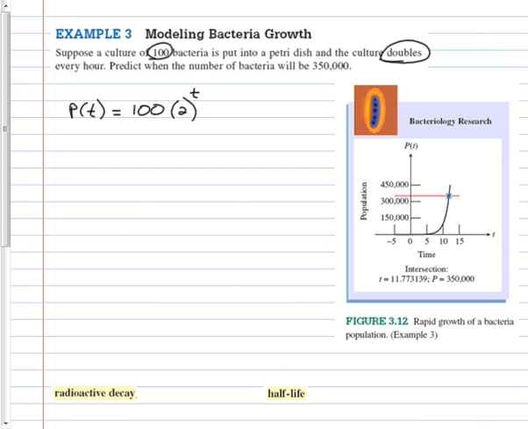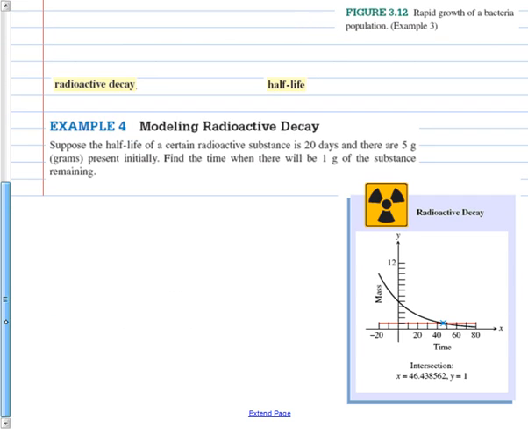Predict when the number of bacteria will be 350,000. I just figure out where does it equal 350,000. So I can do my y equals 350,000 on the calculator, and we can see where that intersection is. Bingo, there's the intersection. It happened to be 11.77 hours later. So just like what we've been doing before, really nothing new. The only thing new is recognizing how I can write the equation from the values they gave us. We're going to do that again down here using something from science.